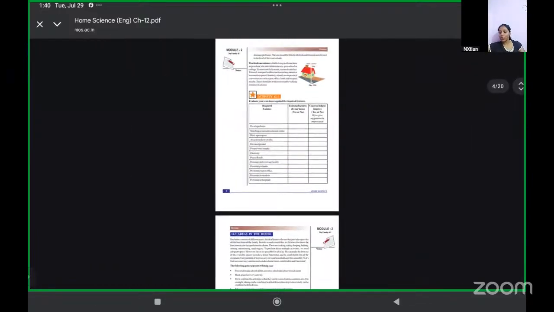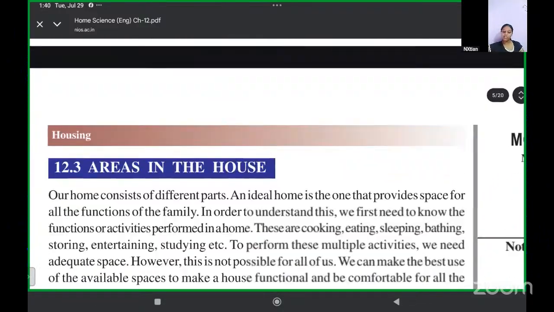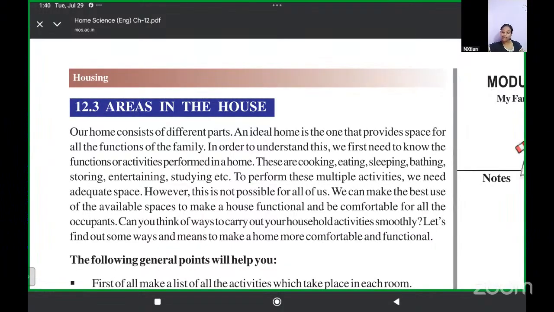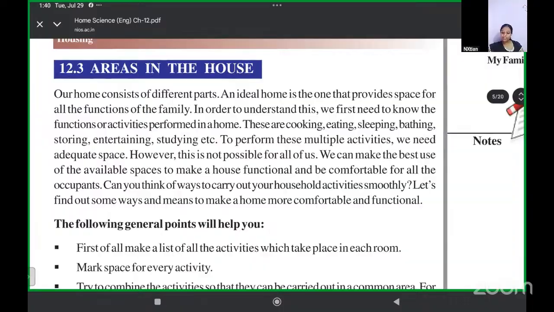Next, the thing we'll talk about is areas in the house: what the areas in the house are and how to make our house more comfortable and functional. We'll talk about it on Thursday, because today's time is over and tomorrow you have a test in both the subjects, so tomorrow will be off. Thursday we will meet and start from here. Okay.